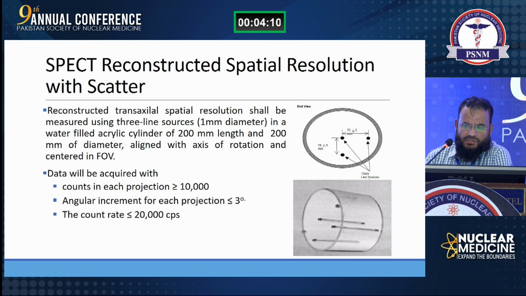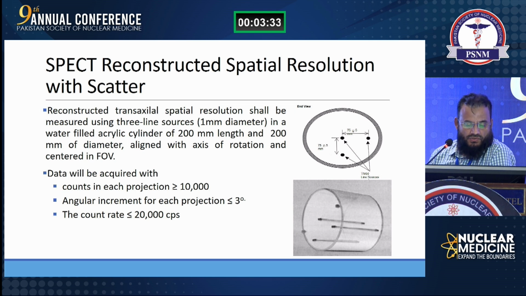SPECT reconstructed spatial resolution with scatter. The last test was without scatter, but this test is with scatter. It means the radioactive source is inside a material causing scattering. Reconstructed transaxial spatial resolution shall be measured using 3 line sources, 1 mm in diameter, in a water-filled acrylic cylinder of 200 mm length and 200 mm diameter, aligned with the axis of rotation and centered in the FOV. The central source, this one, should be aligned with the axis of rotation.